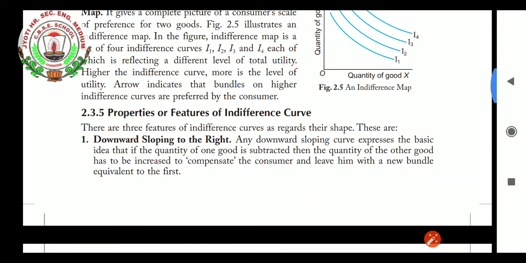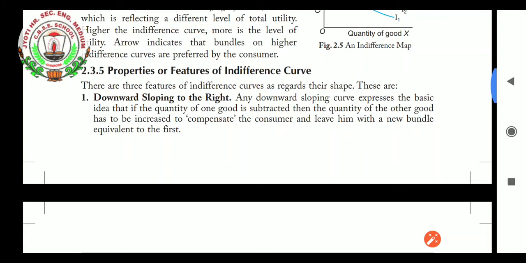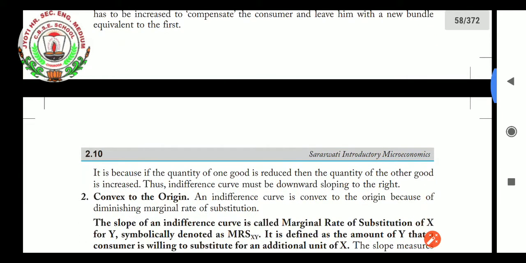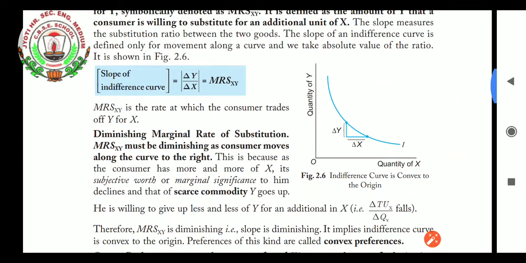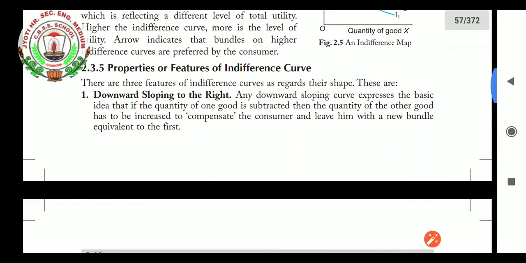Properties or features of indifference curve. There are three features of indifference curves as regards their shape. These are downward sloping to the right, convex to the origin, and two curves do not intersect each other. Let us see downward sloping to the right.